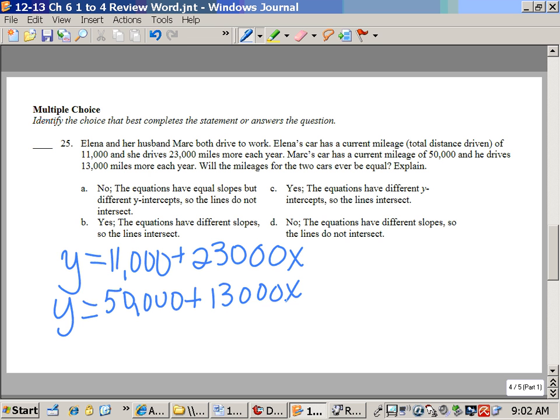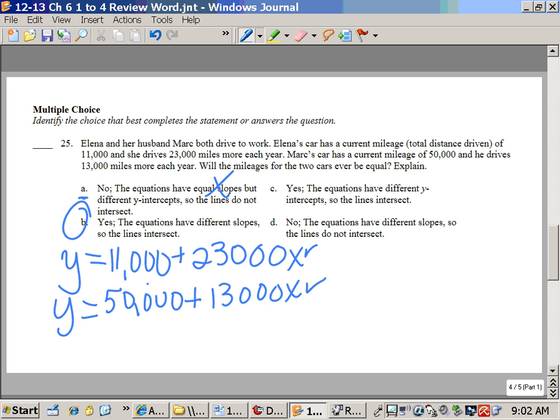Does it ask for the answer? No. So A, will they ever be equal? It says no. They have the same slope. No, they don't. That's not right. B says yes. They have different slopes. Yes. So the lines will intersect. Yes.